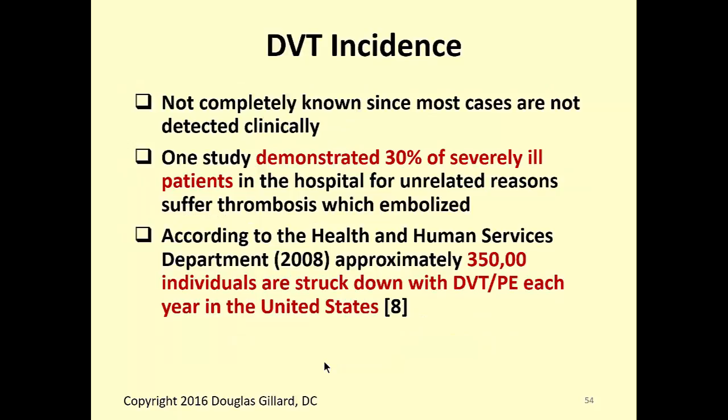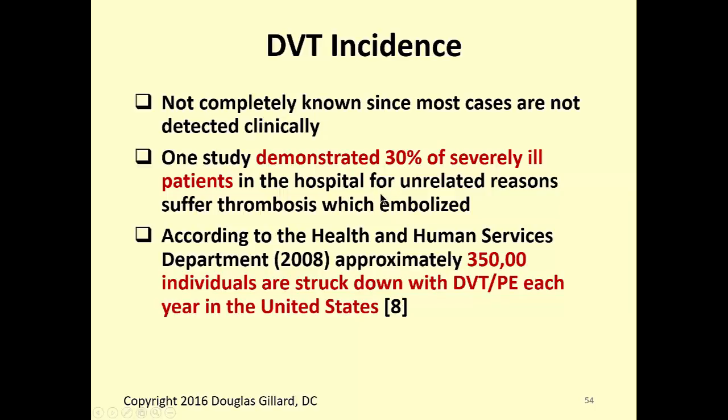So the incidence of DVT is not completely known. Why? Most cases are not detected because people don't even know they have them. We're getting little DVTs all the time. Our lungs are getting hit with those things. One study demonstrated that of hospitalized patients for disease other than the cardiovascular system, like brain cancer and things like that, 30% of these patients suffered thrombosis which embolized. So the prevalence and incidence of DVT is perhaps higher than we think it is.